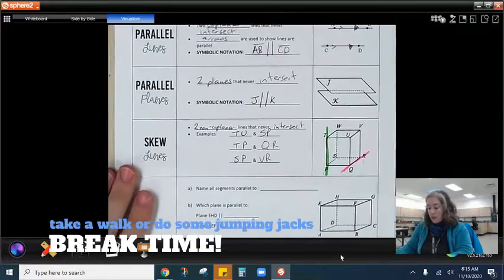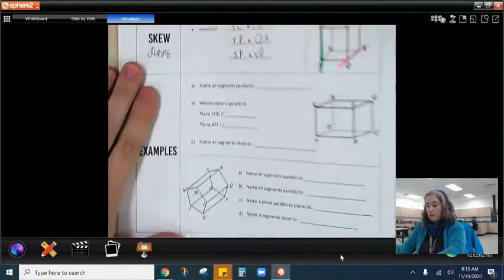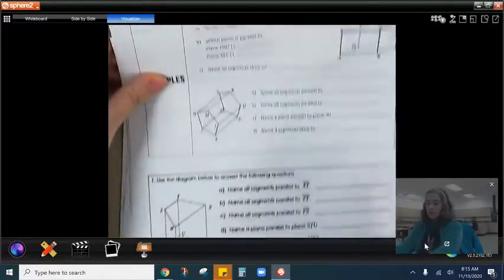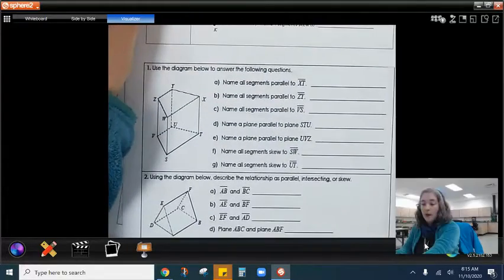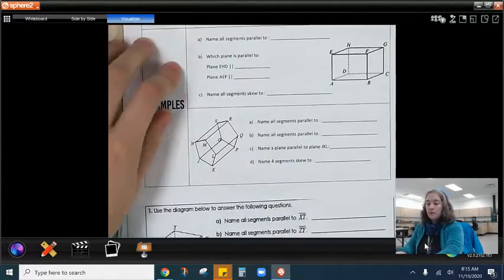So let's do some examples together. I want to tell you now that there are extra examples in my notes. Okay, there are extra examples, so feel free to check these out. But let's do some of these together.